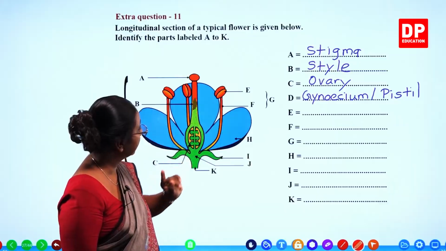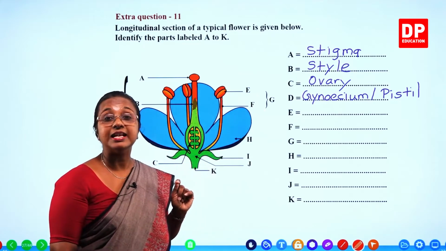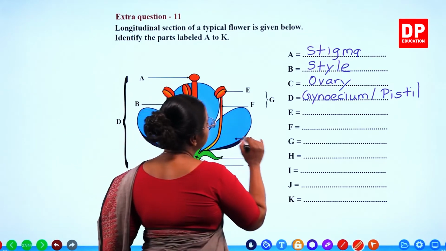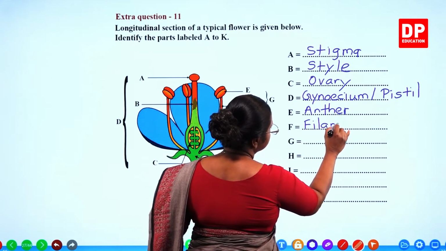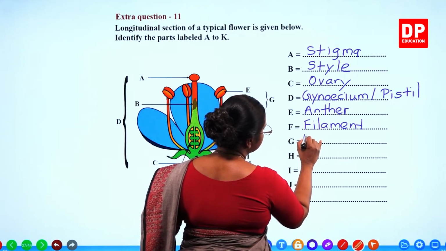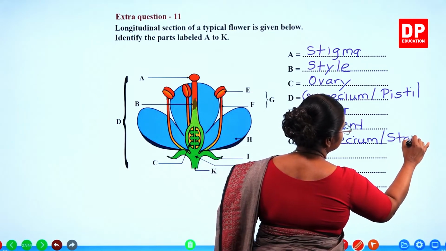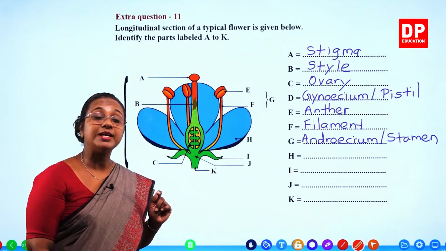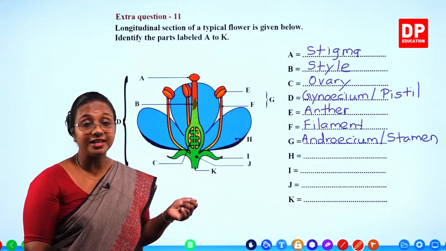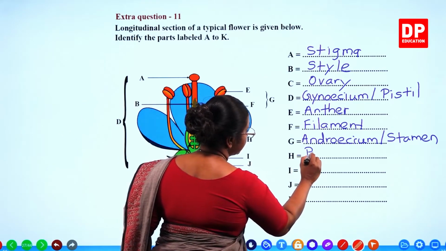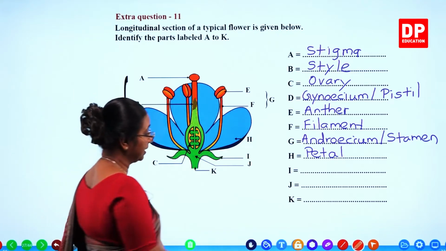Then we have the next part, E. E is the anther. Then what is F? F is the filament. So, anther and filament together is G, that is the androecium or the stamen. So, here E, anther. Then F is filament. Then we have G, that is the androecium or stamen. Then we have H. What is that structure? You all know it can be present in white color or other colors. One of the functions is to attract the insects for pollination. It is the petal. H is petals or petal. Then I, you can see this is the green color structure. It is the sepal.